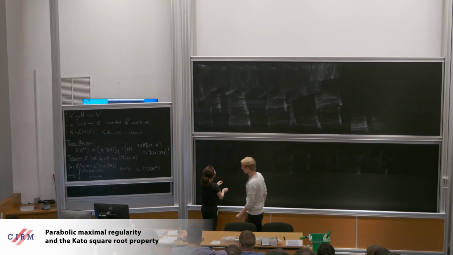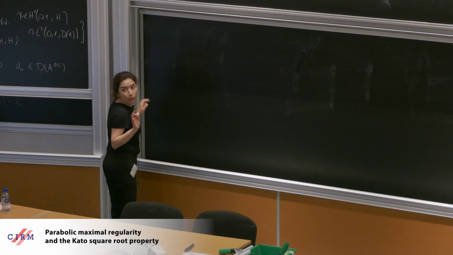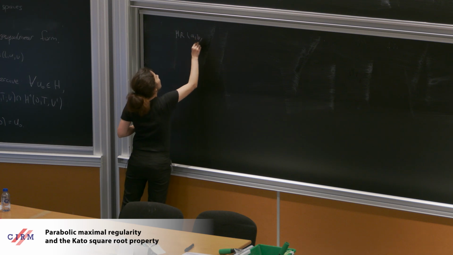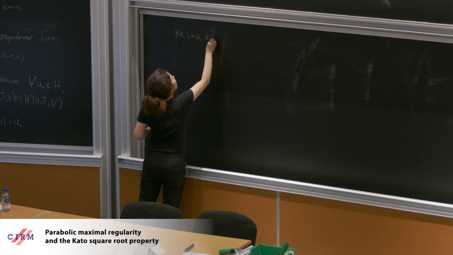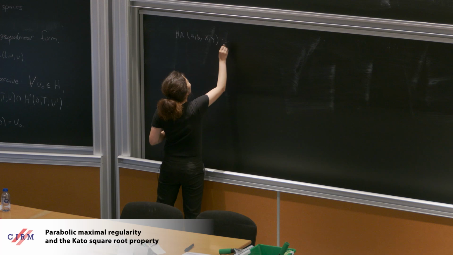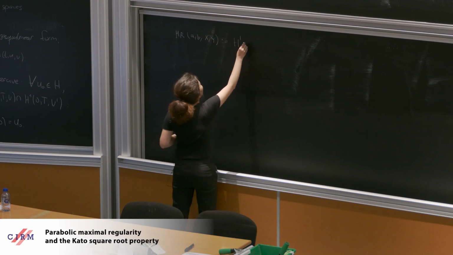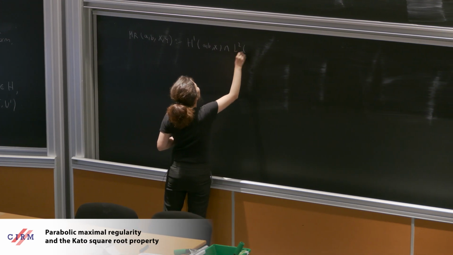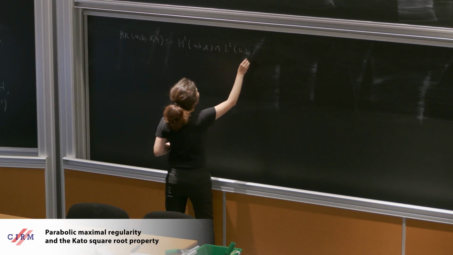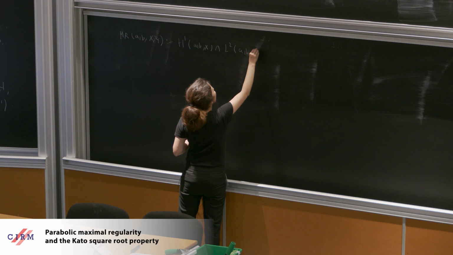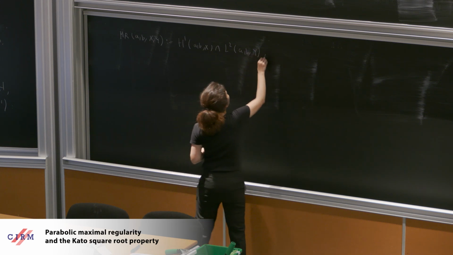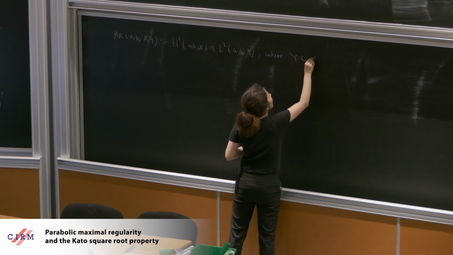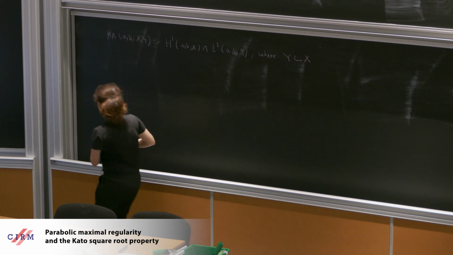I will introduce a little notation first. Given two Hilbert spaces X and Y, I will denote the maximal regularity of X and Y to be this intersection: H1 in the bigger space and L2 in the smaller. Somehow better regularity means less regularity in time and more in space, where Y is embedded in X. I will make use of it later.